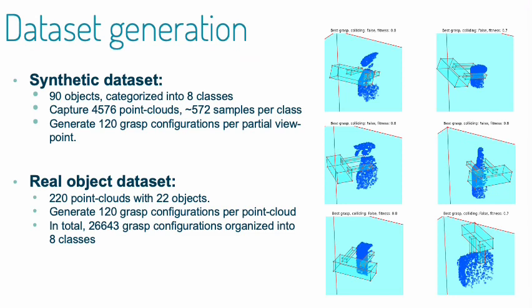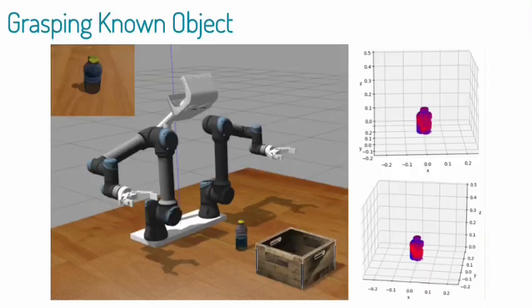Similarly, on the synthetic dataset, the GraspCaps network outperformed the ablated network. Please refer to the paper for more details. We also performed several rounds of experiments to assess the performance of the robot in robotic grasping tasks.